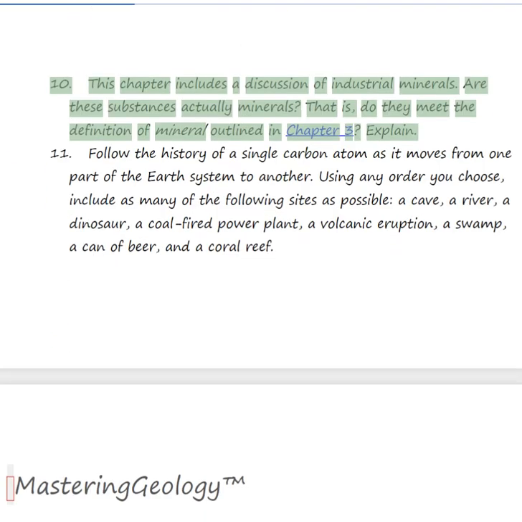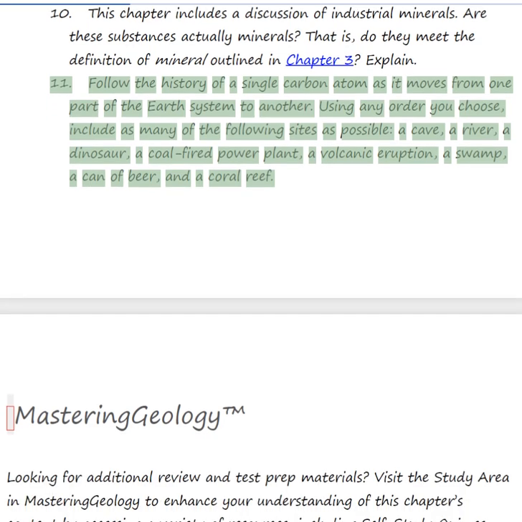10. This chapter includes a discussion of industrial minerals. Are these substances actually minerals? That is, do they meet the definition of mineral outlined in Chapter 3? Explain.